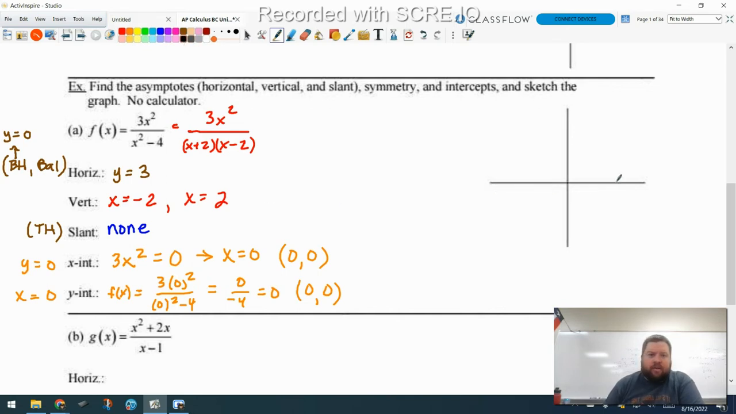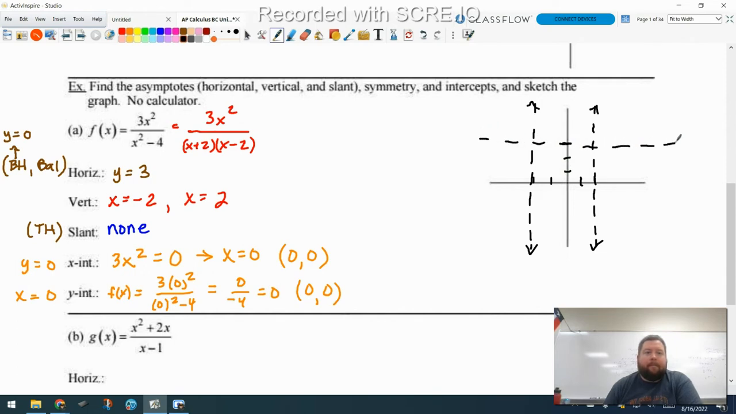All right, so let's start plotting this stuff. We have a vertical asymptote at x equals 2. We have another vertical asymptote at x equals -2. We have a horizontal asymptote at y equals 3. We have our x and y intercept here at 0, 0.